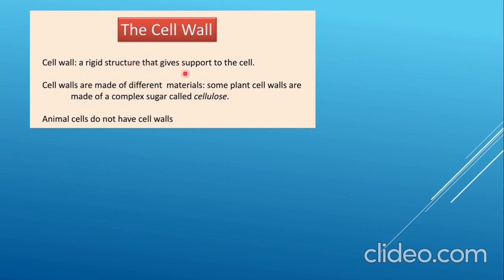It is a rigid structure that gives support to the cell, its main function. They are made up of different substances, but in plants they are mainly made up of cellulose. Cellulose is a polysaccharide.